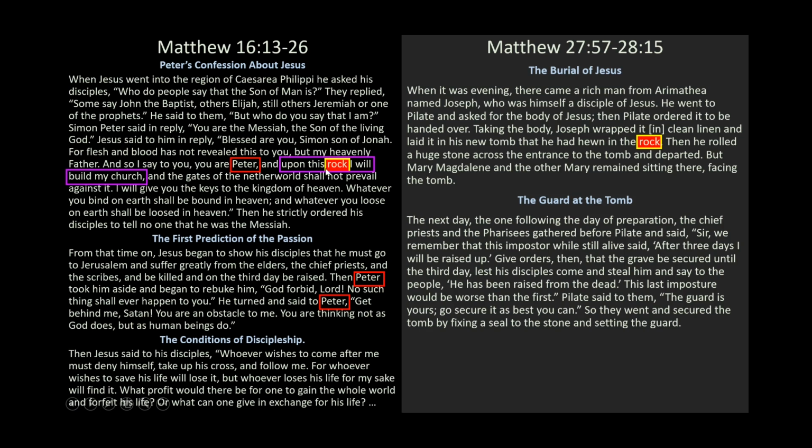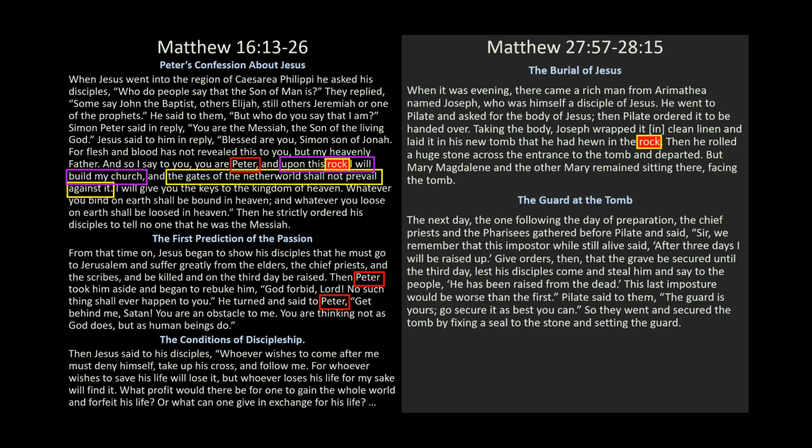Now, upon this rock I will build my church. There's one phrase we're going to come back to, and we're going to focus on that. First, I want to focus on this one: the gates of the netherworld shall not prevail against it. The gates of the netherworld is the place of the dead, or Hades in the Greek. Hades is the place where dead people are, where you go when you die.